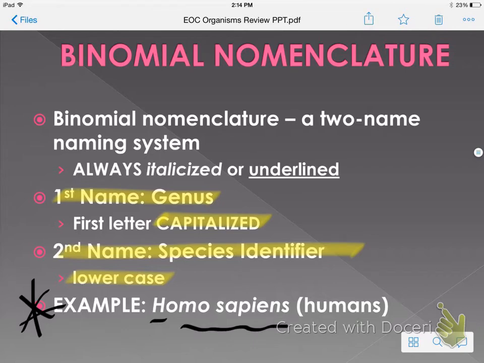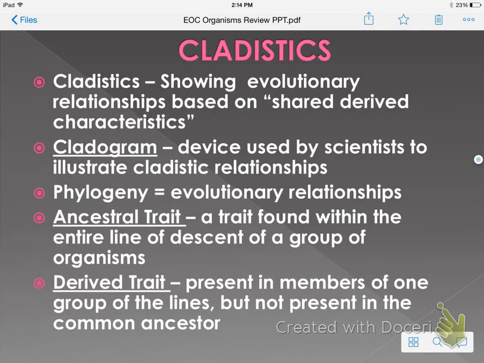The rest is all lowercase. So cladistics, this is a spot where you might want to pause the video and just read through these vocab terms. Cladistics shows evolutionary relationships. A cladogram then shows these relationships. Phylogeny is the same thing as those evolutionary relationships, and there's two different types of traits.